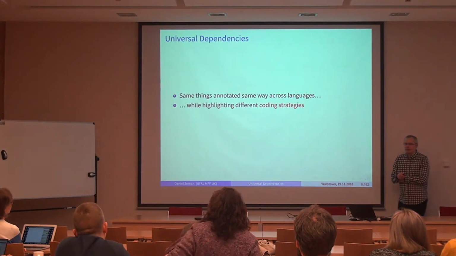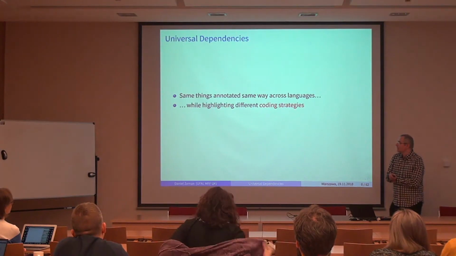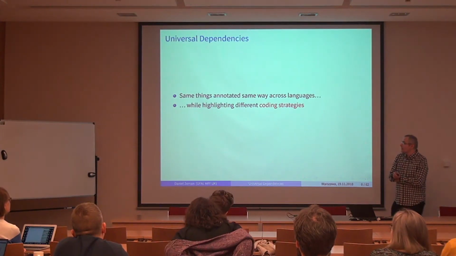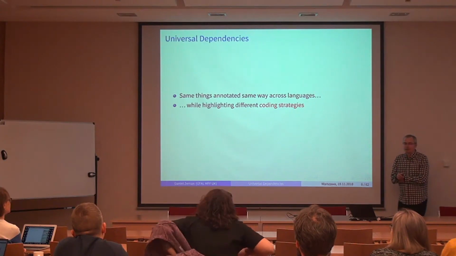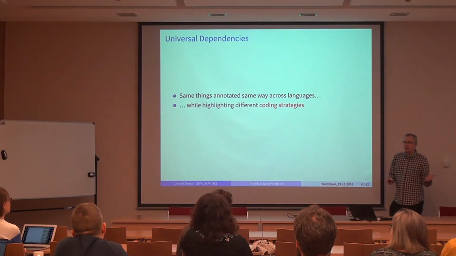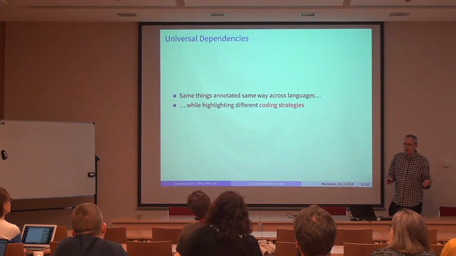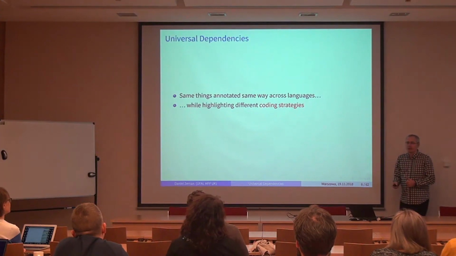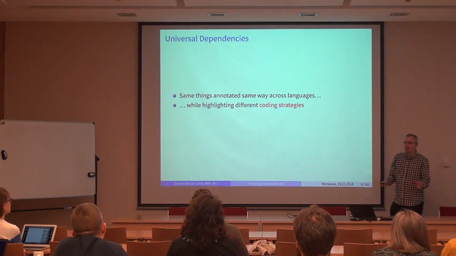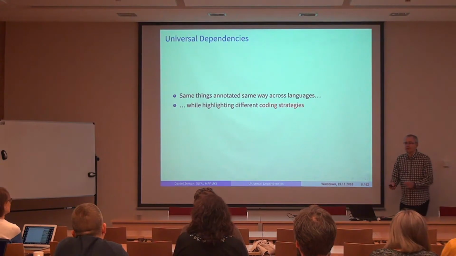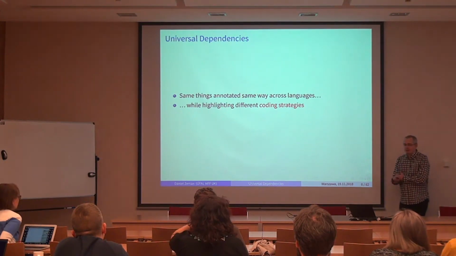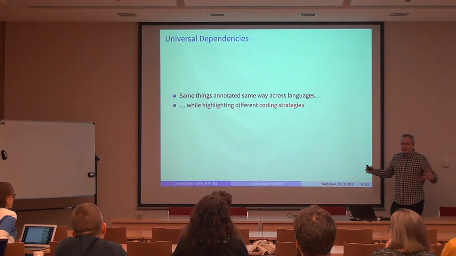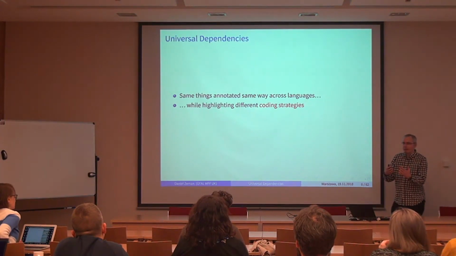So this is the main motto and the main objective of UD. We want the same things to be annotated the same way across all the languages. But that's just one part of the objective. There is another one, sort of contradictory. We don't really want to make all the languages look the same. So we want to be able to emphasize various differences in the coding strategies different languages take, how to encode the same meaning, the same construction, in slightly different ways. So these obviously go against each other, and we have to find a balance.